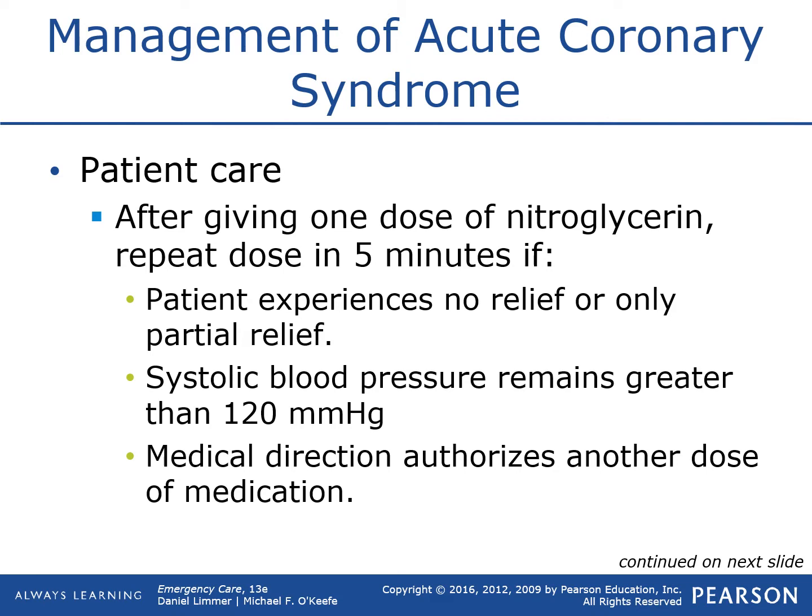After you give a dose of nitroglycerin, you can repeat it every 5 minutes until the patient's complaints are relieved. So if the patient has no more chest pain, you don't have to give nitro anymore. Make sure that their blood pressure stays above 120. This means that you have to reassess your blood pressure every 5 minutes before you give another dose of nitroglycerin. So reassess your patient continually when you're giving nitroglycerin.